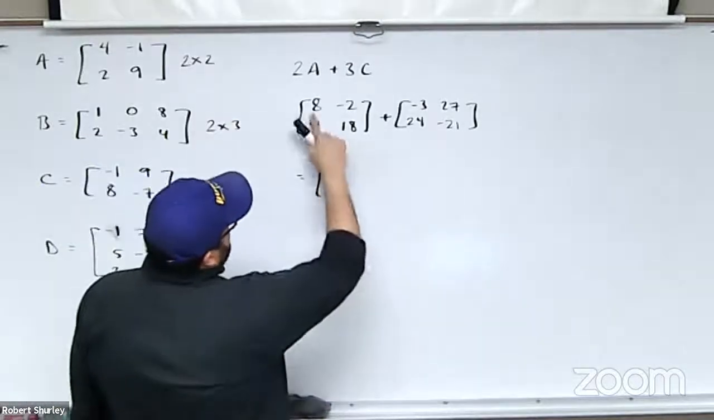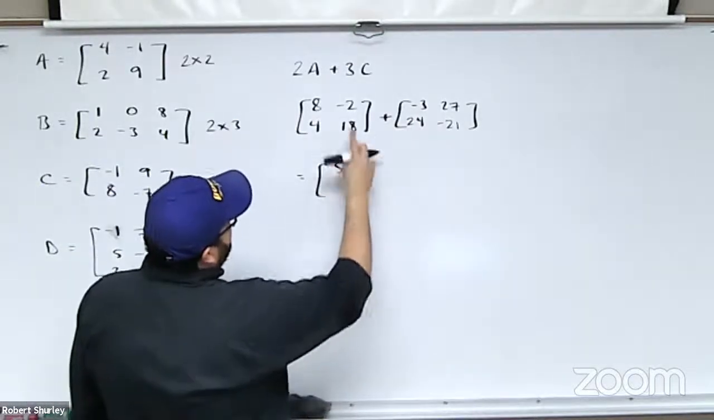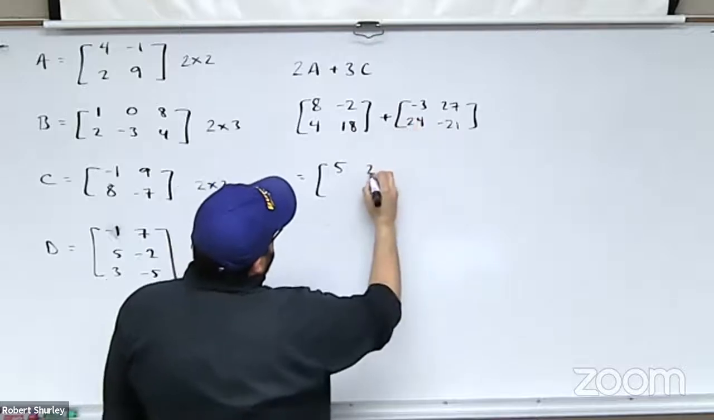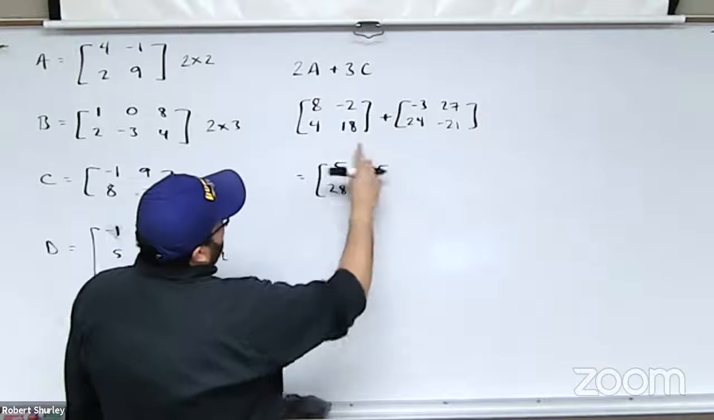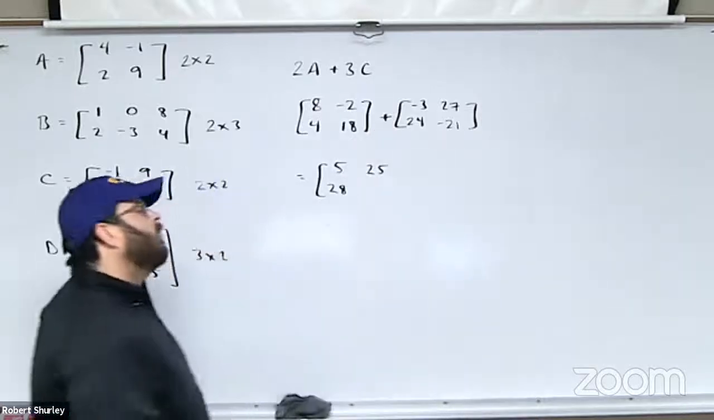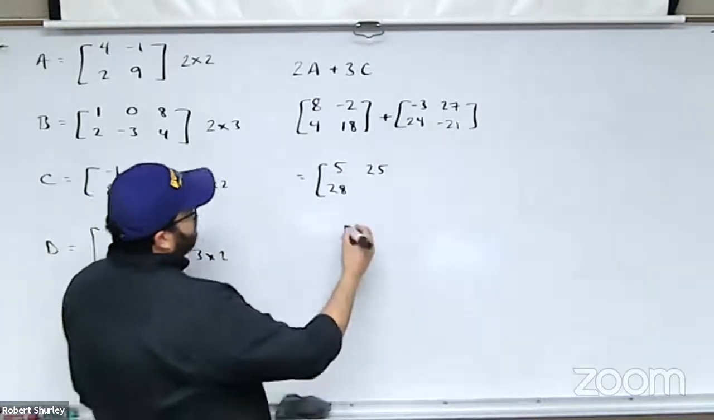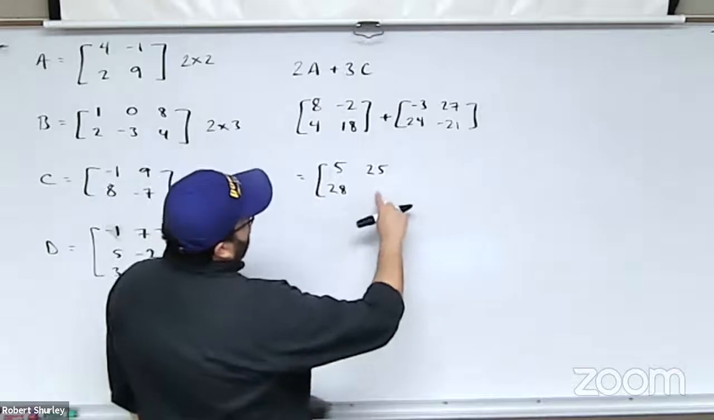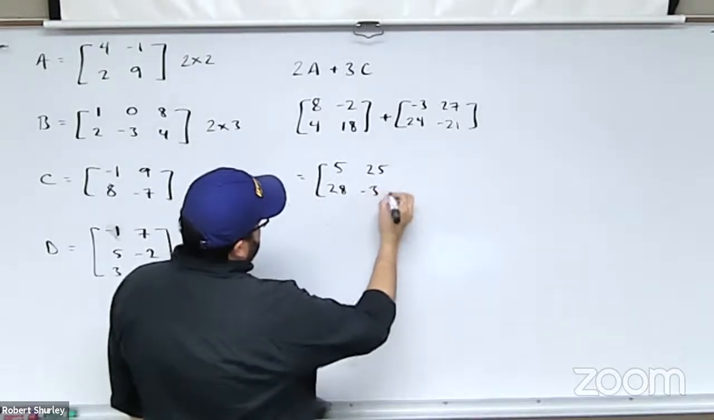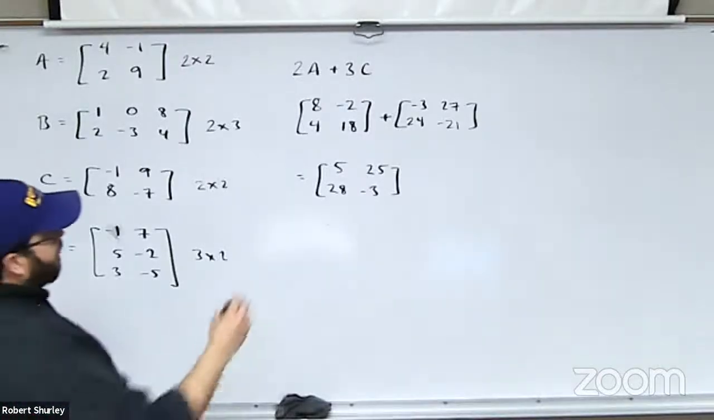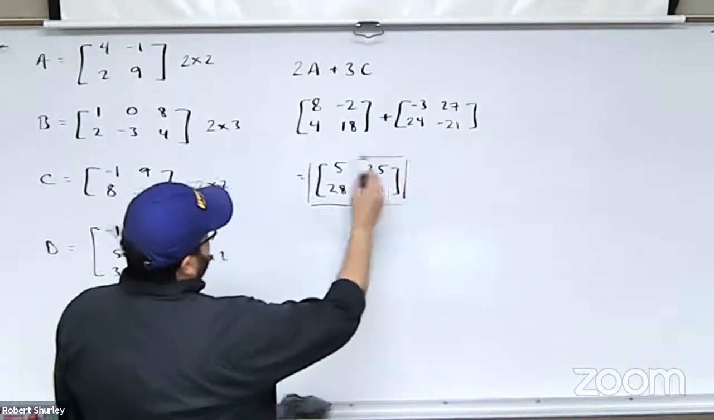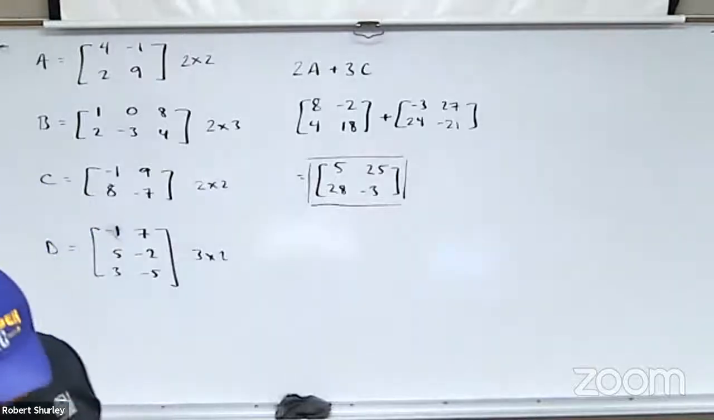So this becomes 8 plus -3, so it's going to be 5. -2 plus 27, that's 25. 4 plus 24, that's 28. 18 plus a -21. Oh, I'm going to use all my fingers and toes for this one. It would be what? -3, right? -3. Okay. Boom. We are done.